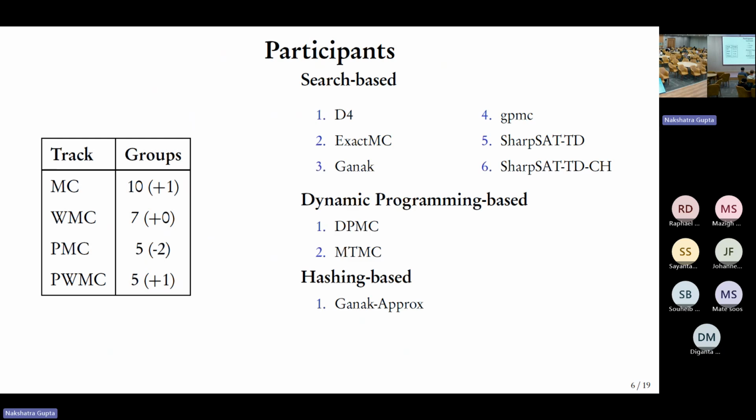And as we have many different types of solvers, as you probably know, there are the search-based or component caching-based solvers, and we have 4 solvers like that, 2 dynamic programming-based model counters, and then we have an approximate model counter, which uses hashing-based techniques. This year, for the first time, we had a portfolio-based model counter, that is MOCO. That was submitted for the first time, and we are having a portfolio solver for the first time.